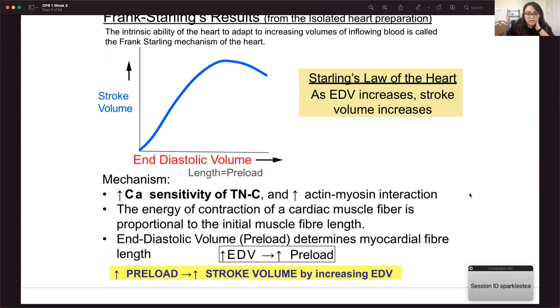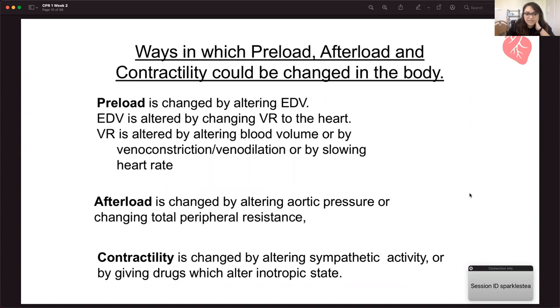Okay, let's go to the next slide. Okay, again, preload is going to be changed by changing your EDV. And EDV, end diastolic volume, for anybody that does not know. And then your afterload is gonna be changed by altering your aortic pressure, because that's the pressure that you have to overcome in order to eject the blood. And then contractility is gonna be changed by altering either the sympathetic activity, parasympathetic activity, or by drugs that are gonna alter the inotropic state. So you're gonna think contractility is related to inotropism. So drugs and then sympathetic, parasympathetic.